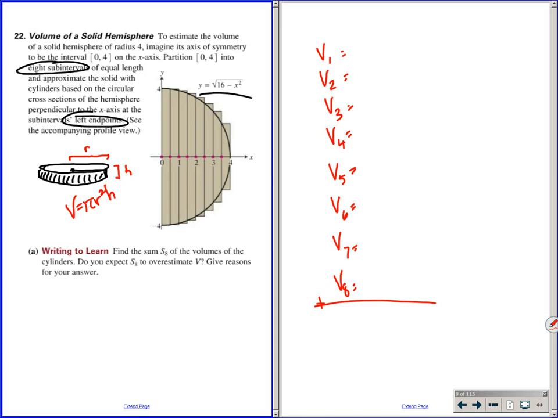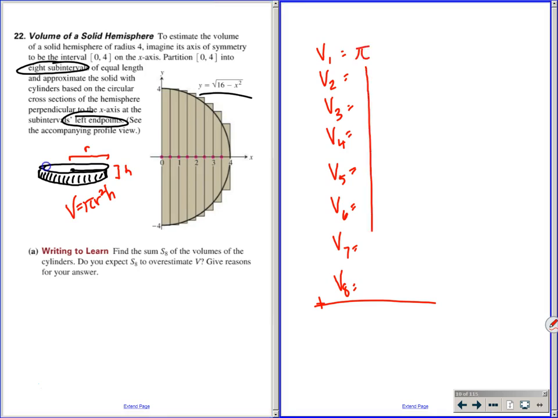Because check it, what did they say about the subintervals? They're equal. And so we've taken 4, we've cut it into 8. So for each of these, aren't the pi's going to be the same for all, right? And then the r's change. But then aren't the depths or the heights going to be the exact same?